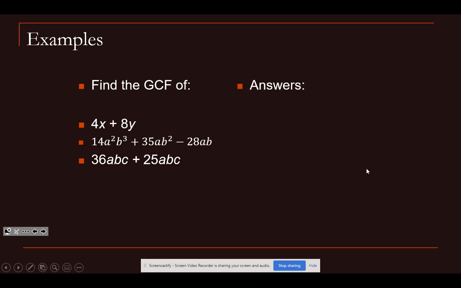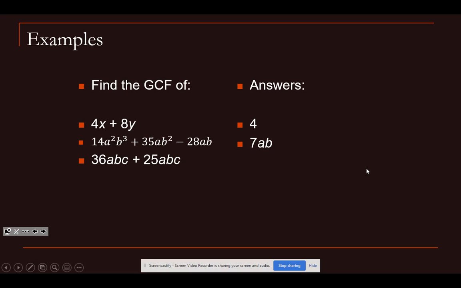Here are your answers. 4x plus 8y. They have no variables in common, but they do have a numerical greatest common factor between 4 and 8. So the greatest common factor of 4x and 8y would be 4. For the second one, we have a numerical greatest common factor of 7. They share 1 a and 1 b. So the greatest common factor, therefore, is 7ab.